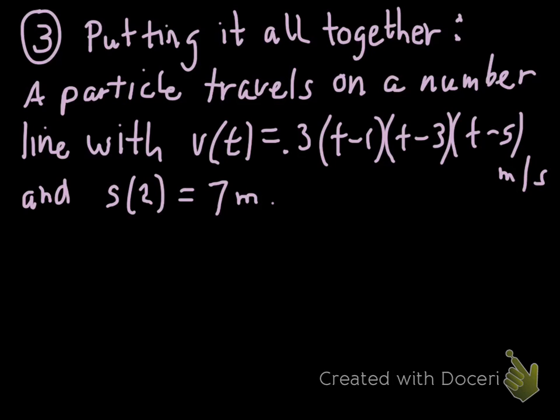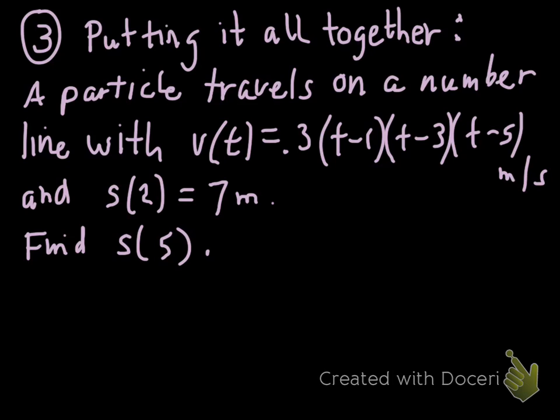But the next piece of information they provide for me, which I haven't seen with the previous problems, is that s at 2 equals 7. S at 2 equals 7 meters. So they give me a velocity function. They provide for me one position value. This s at 2 equals 7 meters is suggesting that the position of the particle at time 2 is 7 meters. That's going to be important for us to answer this question.